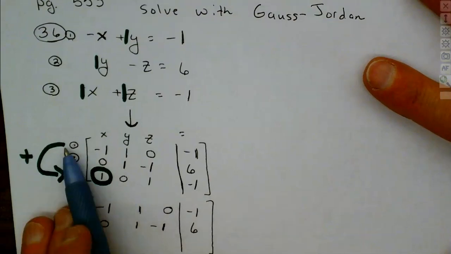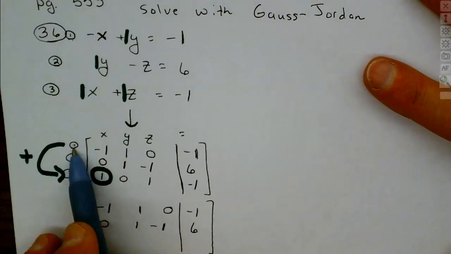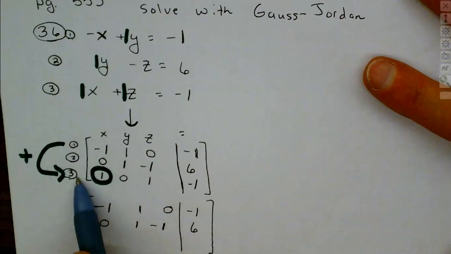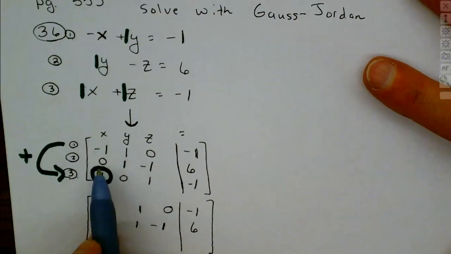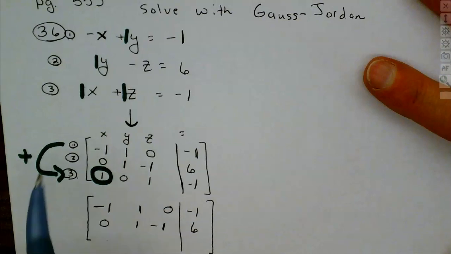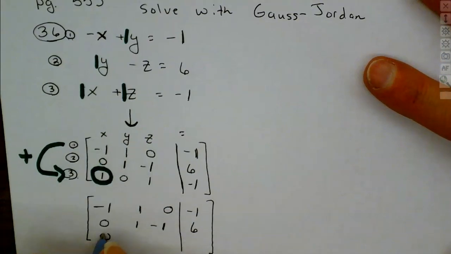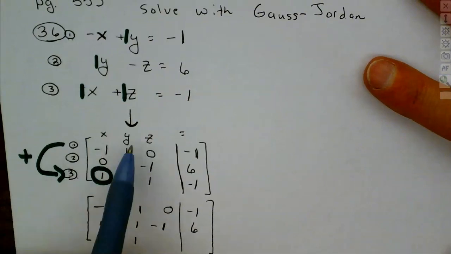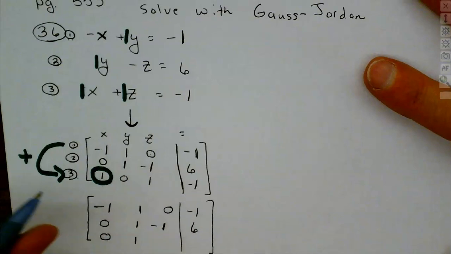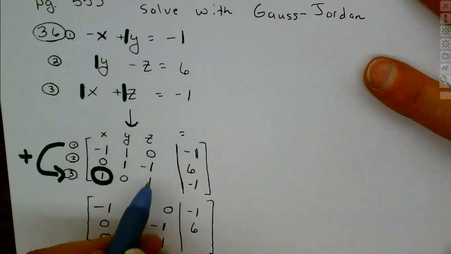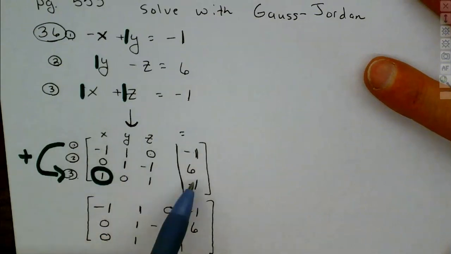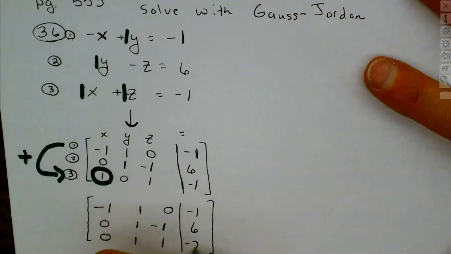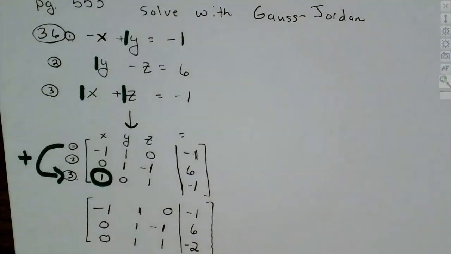Now the last row, we're going to take this top row here and we're going to add it to the third row. So we're going to add these together and put it down here. So -1 and 1, that makes it a 0. 1 and 0, that makes it a 1. Okay, 0 and 1, that makes it a 1. Those add together. -1 and -1 makes it a -2. Is everyone okay with that?